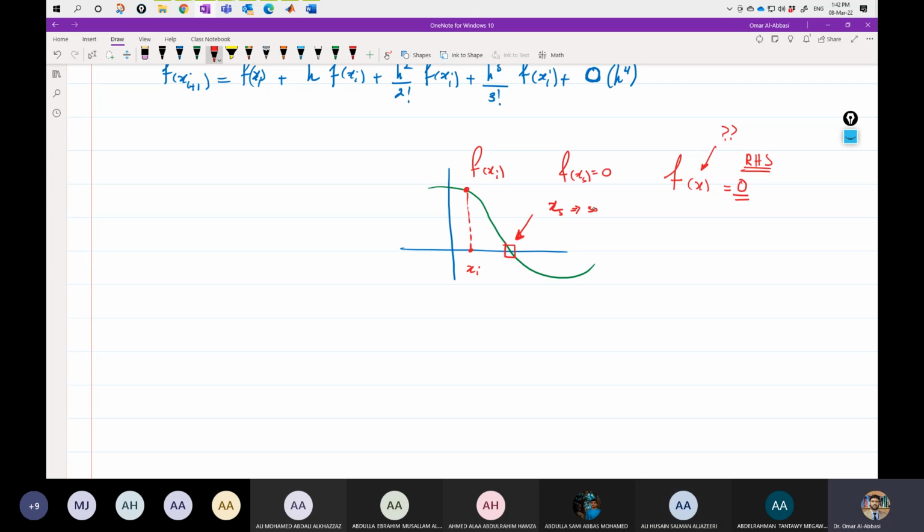Right, so let us rewrite the Taylor series expansion. f at xi plus 1 equals f at xi plus h multiplied by f prime at xi. And I will stop over here. I will truncate the series over here. So what shall I write? Something of order h squared, isn't it?